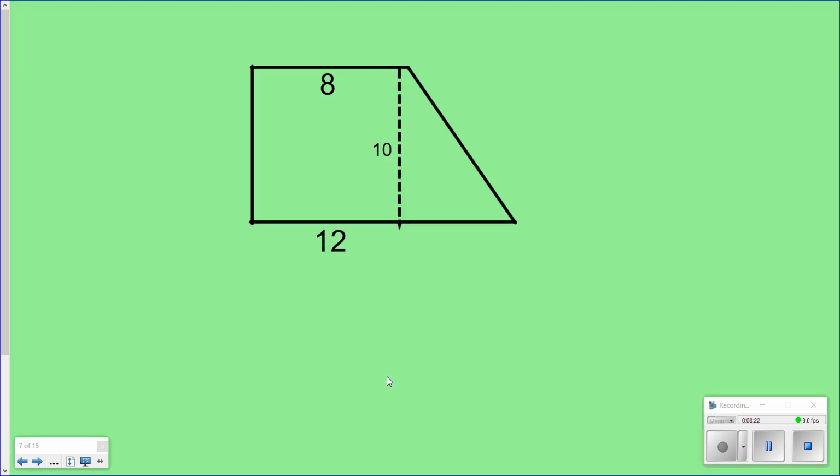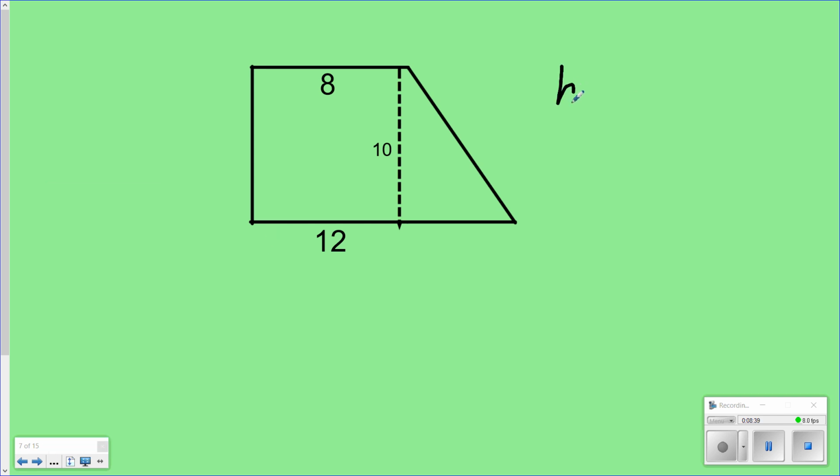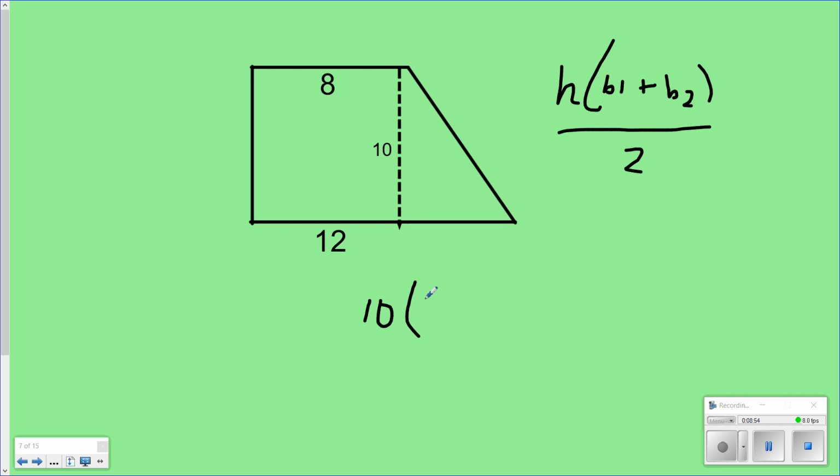So let's try another one. Here's another type of trapezoid you can see. Remember we talked about the two kinds. So this is one that looks a little different than the other one. So if you remember correctly, we're going to do height, and then base 1 plus base 2, and then all divided by 2. So in this case, the height's going to be 10, and then for base 1, you can do 8 or 12, it doesn't really matter, you're going to add them both together anyway.